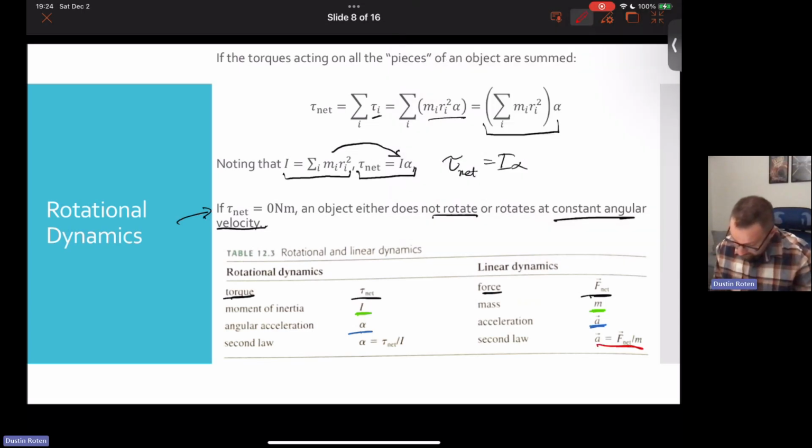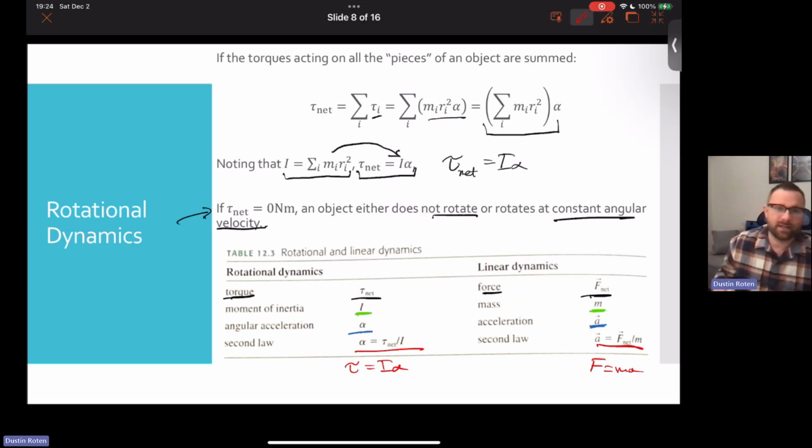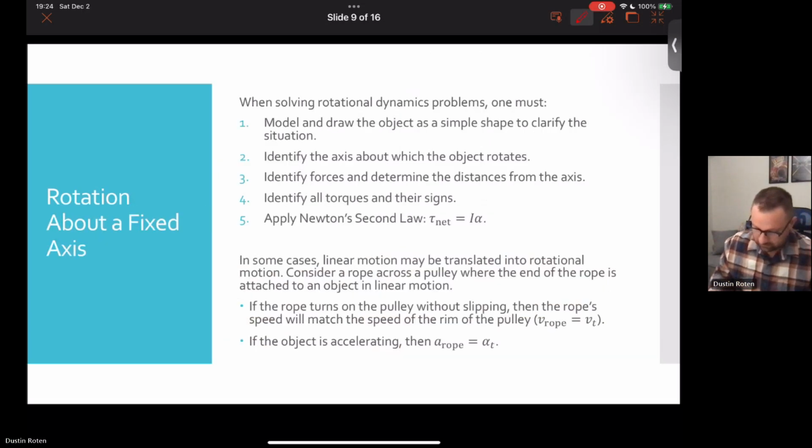And then we have Newton's second law. So over here we have a equals F over m, or F equals ma, depending on which way you want to write it. Okay, and that's very similar to torque, or tau equals I alpha. So there's a direct relationship between Newton's second law and torques.